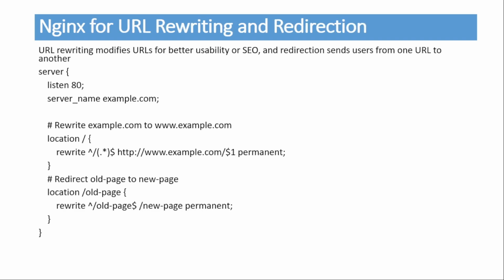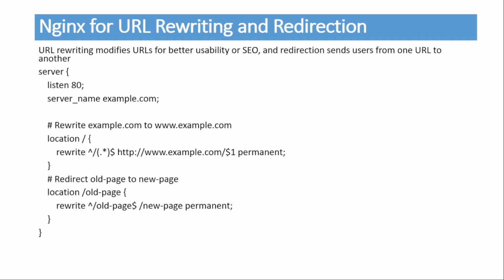Now the next one is NGINX for URL rewriting and redirection. So what is URL rewriting? URL rewriting modifies URLs for better usability or SEO, and redirection sends users from one URL to another. For example, if you want all the requests to example.com to be redirected to www.example.com, you can write a rule for this redirection, and NGINX will rewrite all incoming requests accordingly.